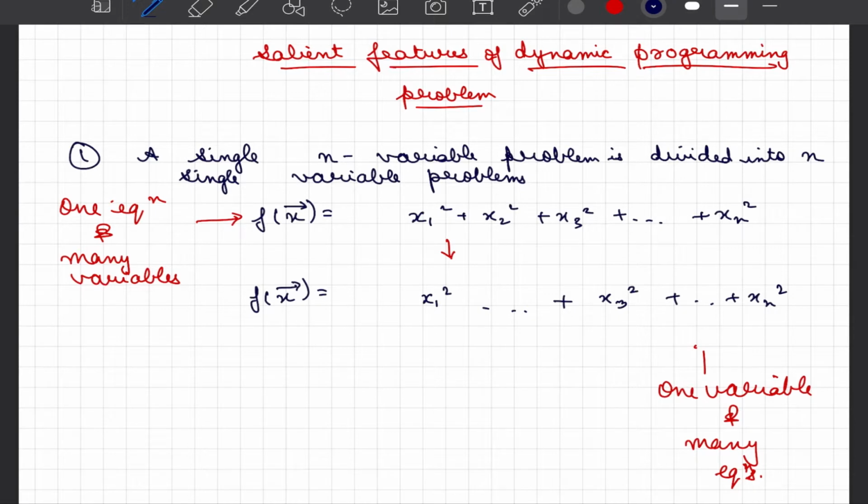So what does that mean? That we can generally write our objective function f(x) as x1 square plus x2 square plus x3 square and so on up to xn square, if it takes some form. And we say that this is one function in n variables. And we have already learned about various techniques, including Lagrange multipliers, that given constraints or given this objective function, we can easily solve for the optimization by taking n differentials and so on.